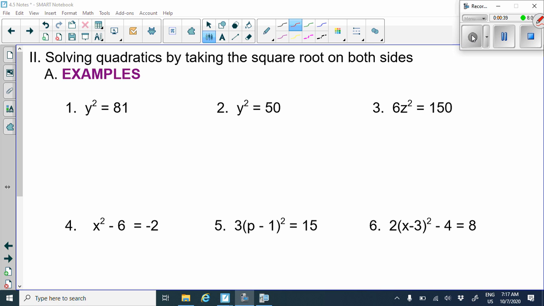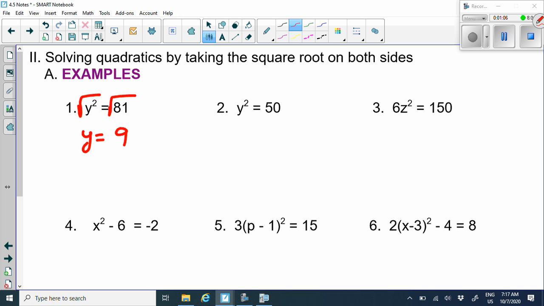Now, in order to get rid of that squared, we need to take the square root on both sides. So remember, square root and squared, they cancel each other out. So we get rid of that square, we get y. Now, this is where we just did all that simplifying. 81, is that a perfect square? So either you can have your list up, or you can just plug that into your calculator, okay? Yes, 81 is a perfect square. What is the square root of 81? It is 9.